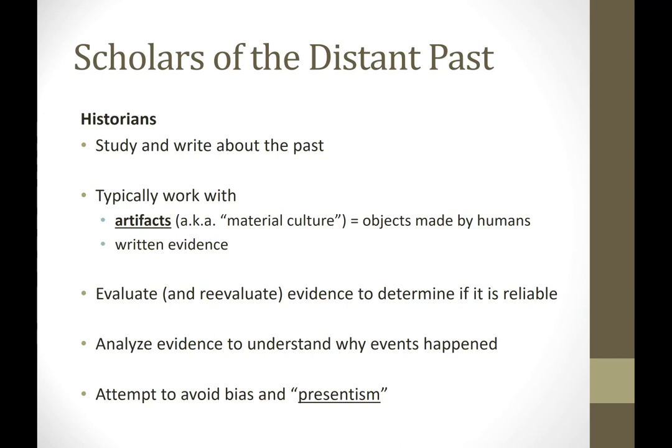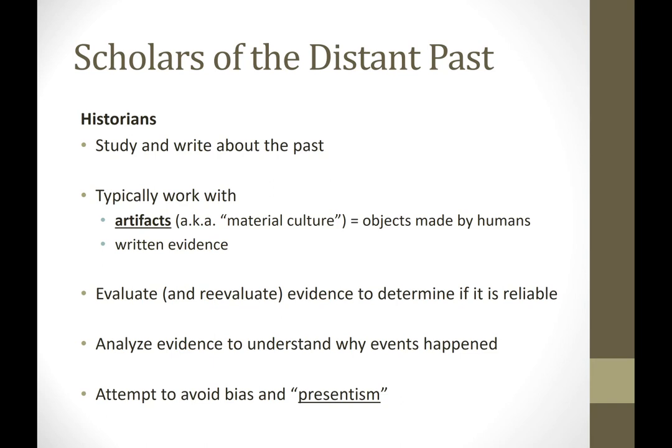When we say that historians work with artifacts, sometimes we use a similar phrase. We say that they work with material culture, the physical material that is left behind by a group of human beings. Now, it's important to note an artifact is an object that is made by humans. So there's two items there. It has to be made, it has to be fashioned, and it has to be made by humans for something to be considered an artifact.